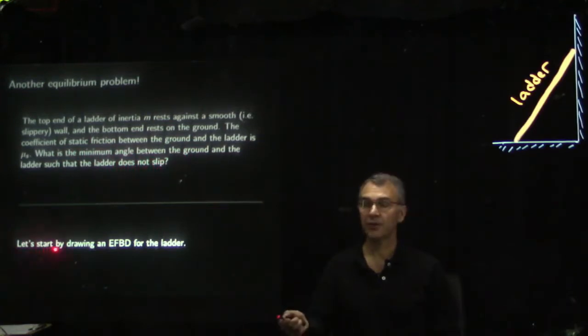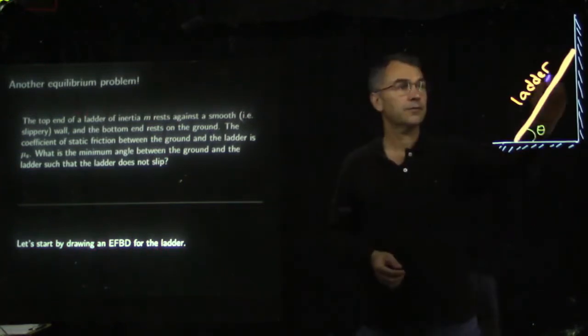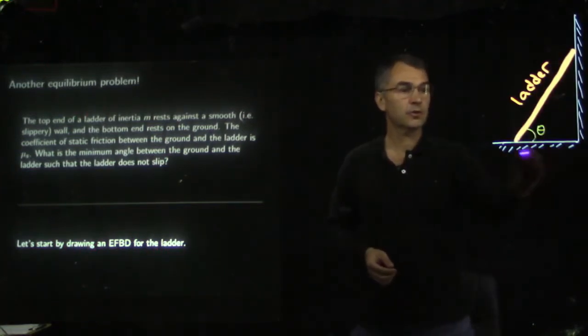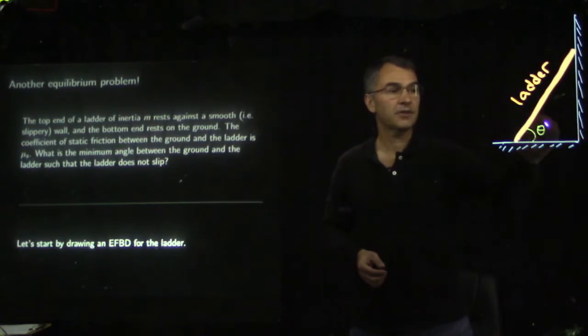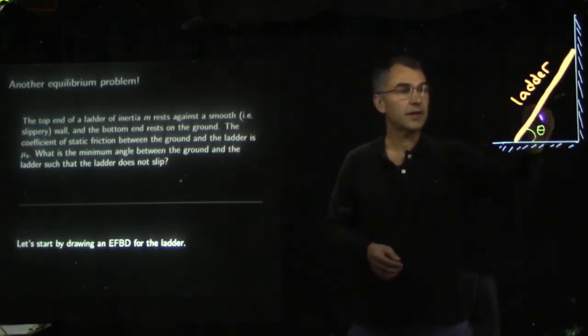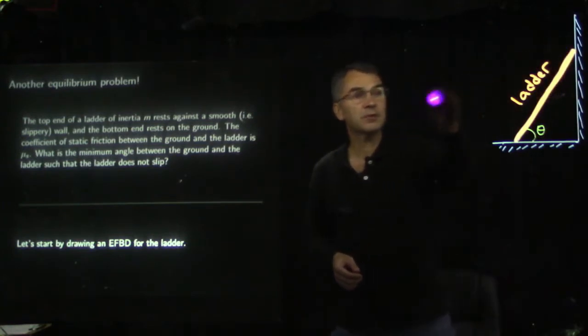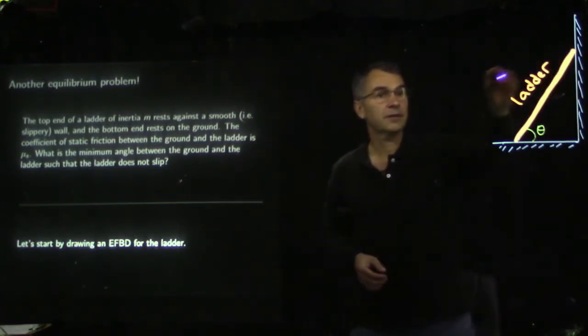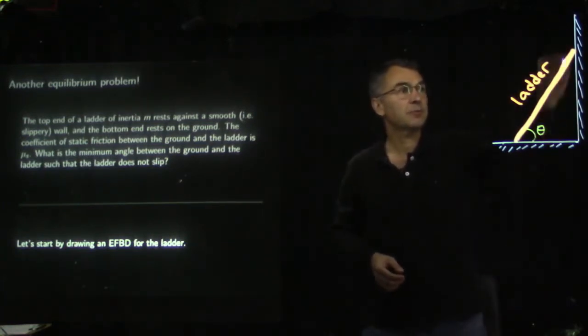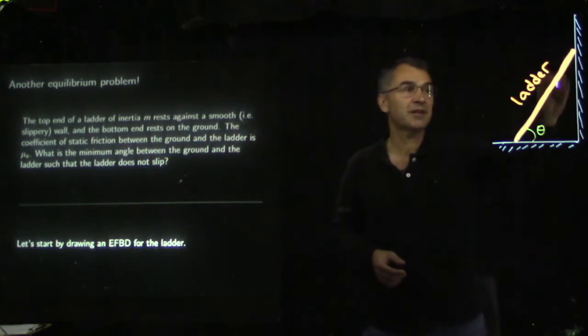So let's start by drawing an extended free body diagram for the ladder. So here's the ladder, here's the floor, here's the wall, here's the angle theta between the floor and the ladder. And it seems like we're going to argue that if somebody put the ladder like this, then it would slip. If the ladder is up really close to vertically like this, then it will not slip, but of course you have a different danger. If you climb up the ladder, then it might tip over.